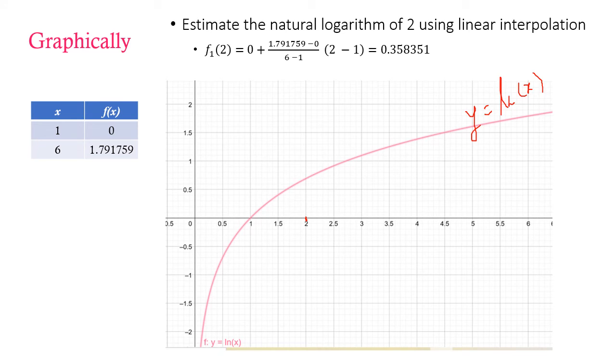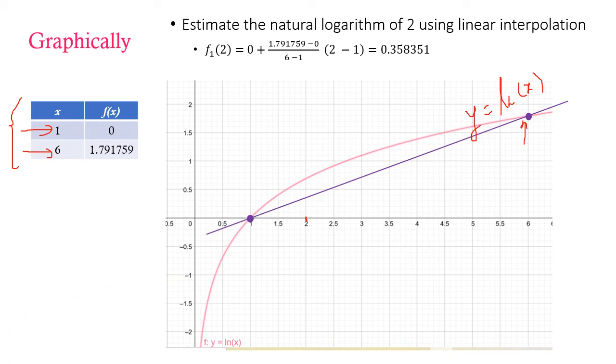For the linear interpolation, this was the given data, and the data is the pair of points x and f of x, the natural logarithm at that x. So the first pair of points is x equals 1 and the natural logarithm f of x is 0, which is this point, and the second data point is x equals 6 and the value of the natural logarithm 1.79, so that is the second data point. And using linear interpolation, we fitted a line that passes exactly through those 2 points, so that is the line.